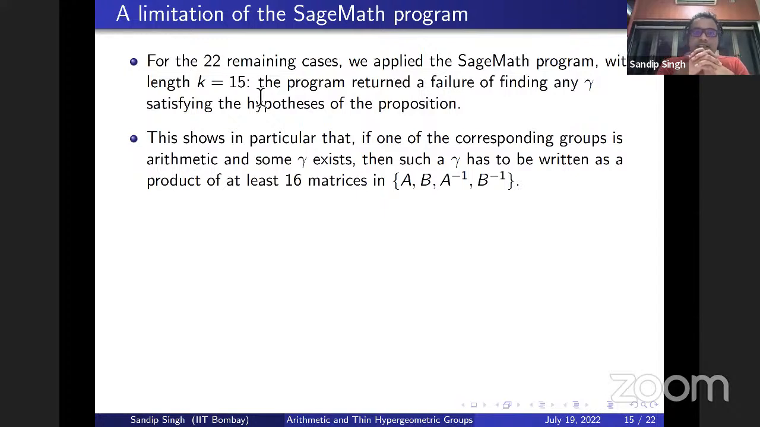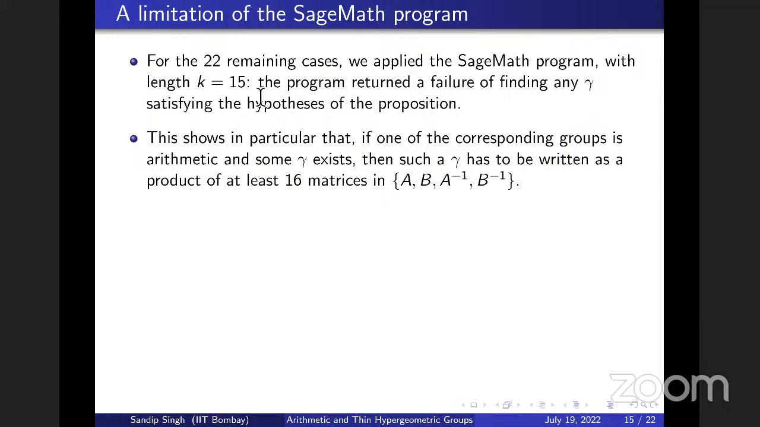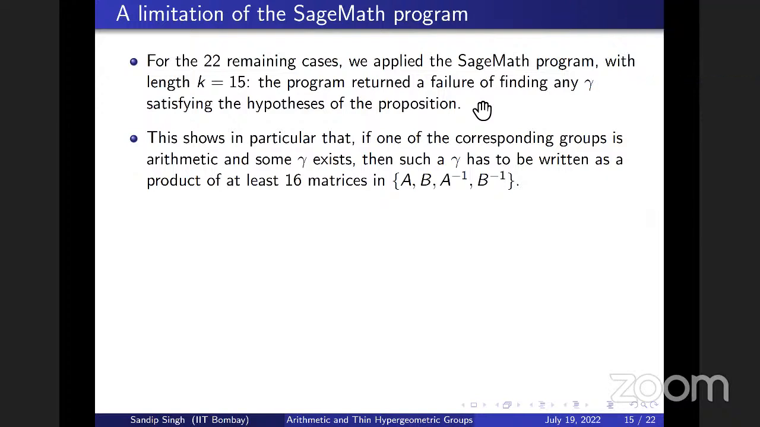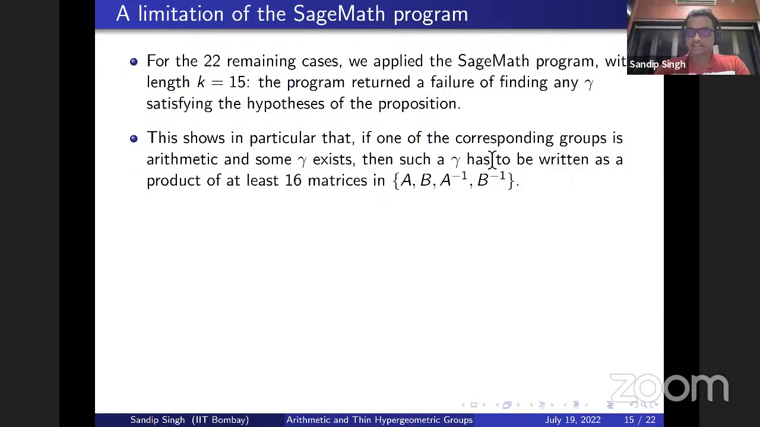So not getting such a gamma by using this program, failure, means it did not give any output. It says that there is no such gamma, actually, no such gamma of length up to 15. So if there is any gamma that satisfies the condition of the last proposition, that has to be of length at least 16.